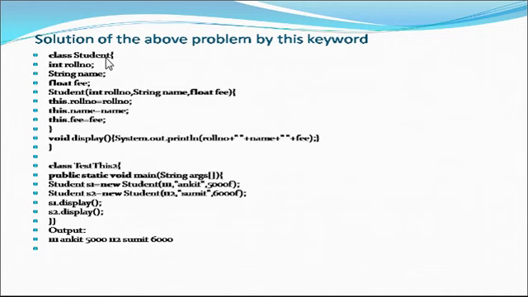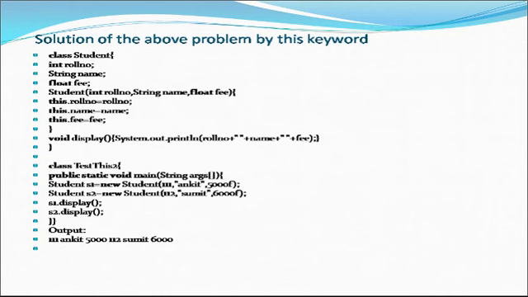Firstly, the Student class has three fields: roll number, name and fees. The Student class has one constructor, named Student, which takes three parameters: roll number, name and fees, and it also has a display method. Here, this.rollno and rollno are two different things. This refers to the current class object's field, and this is used to resolve the ambiguity between the parameter list and the instance variable. The output of this code is this one.